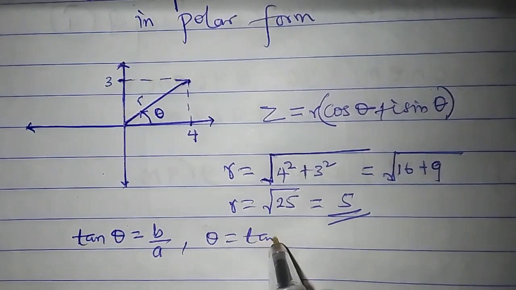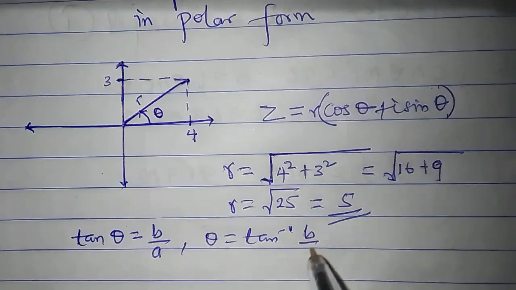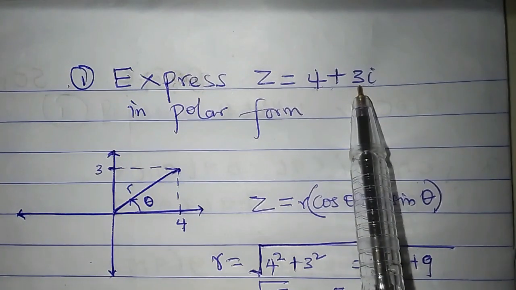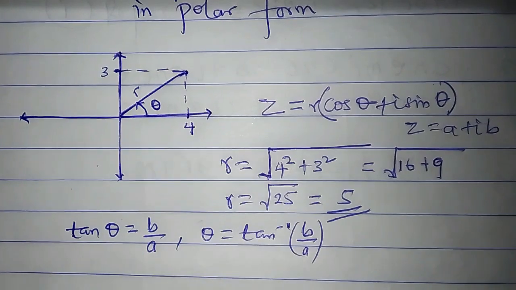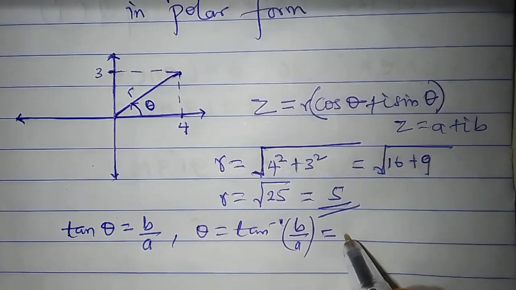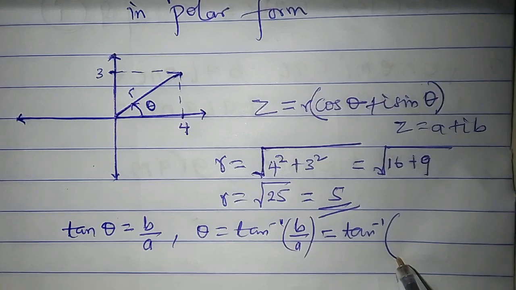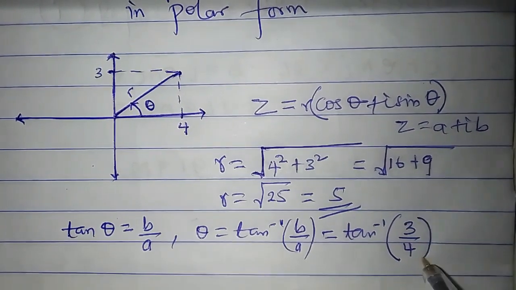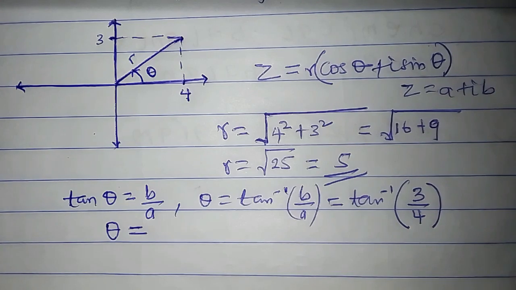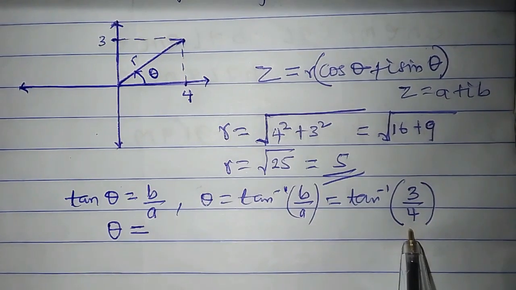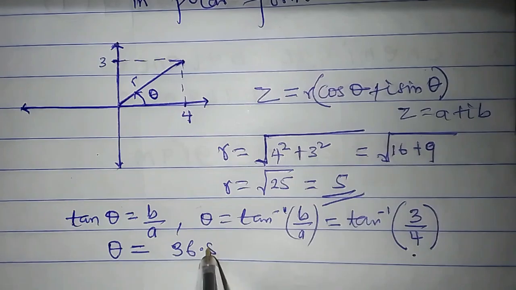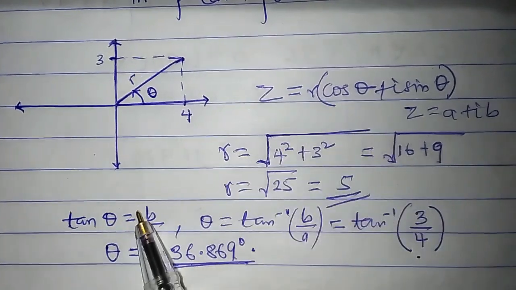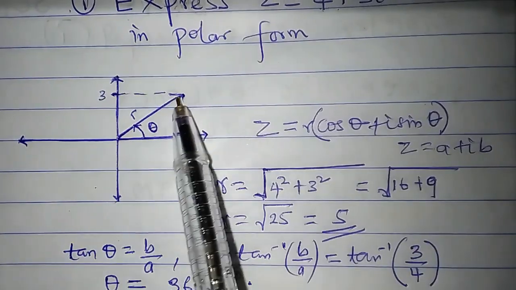Theta is the tan inverse of b all over a. A is 4, b is 3. Okay, the argument will now be the tan inverse of 3 over 4, since b is 3 and a is 4. And the tan inverse of 3 over 4 is 36.869 degrees.